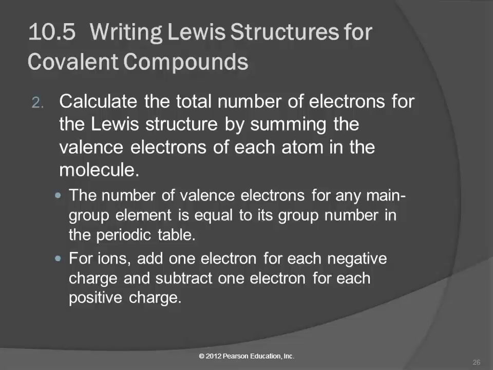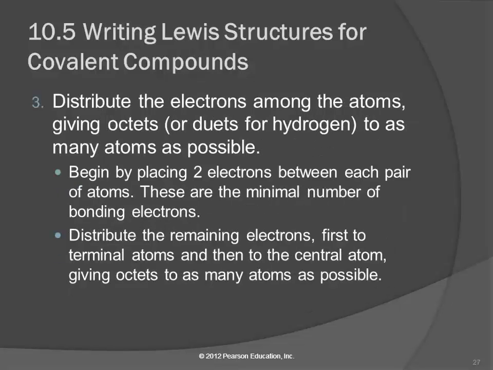If you have an ion, if you have a negative ion, every negative charge means you've got an extra electron, so you have to add 1 to your total. If you have a -3 ion, you have to add 3 to the total of electrons. If you had a positive ion, you would have to subtract for each positive charge.